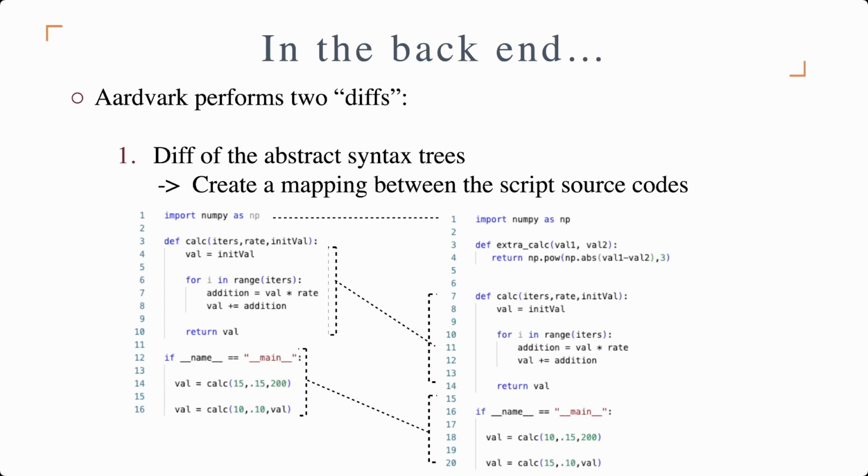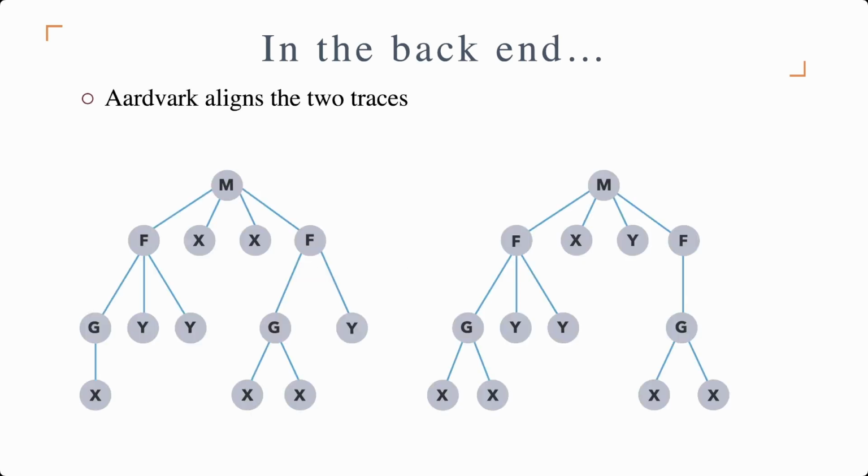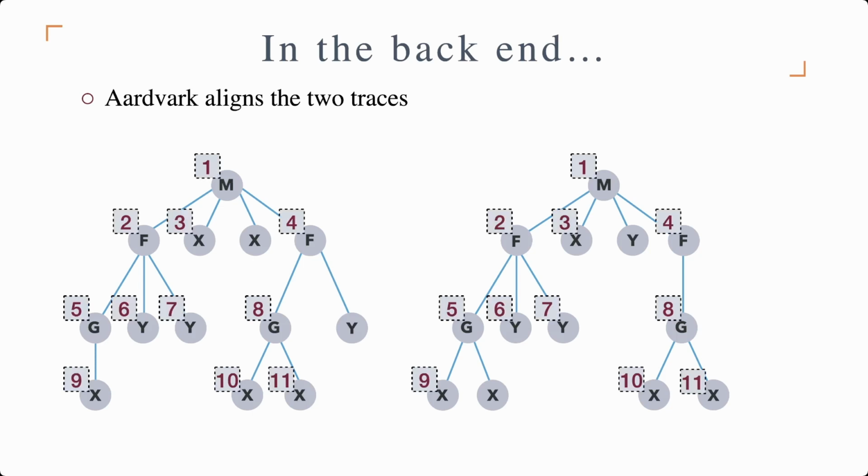Aardvark will later use this information in identifying the trace differences. Then, Aardvark actually performs the trace diff, where it identifies the effects of the edit and structures that data for visualization. The way that it does this is that it takes two traces that it captured, the trace of the original script on the left and the trace of the modified script on the right, and it traverses through them to align the two traces and identify corresponding execution nodes, such as function calls and variable assignments.